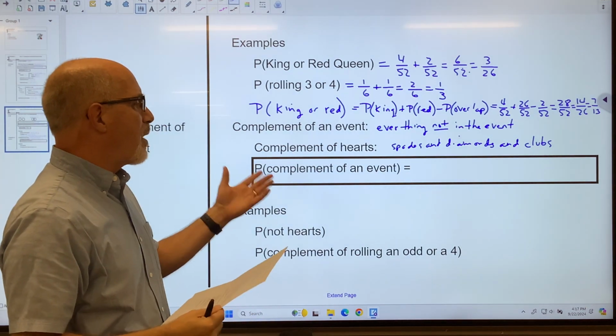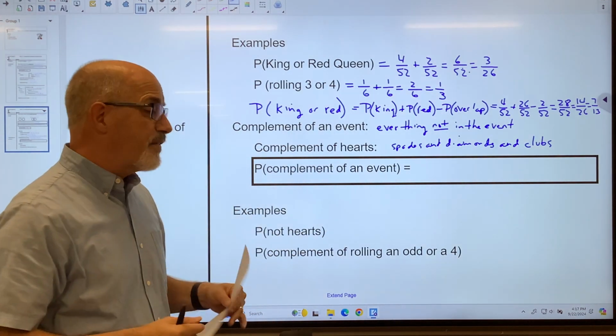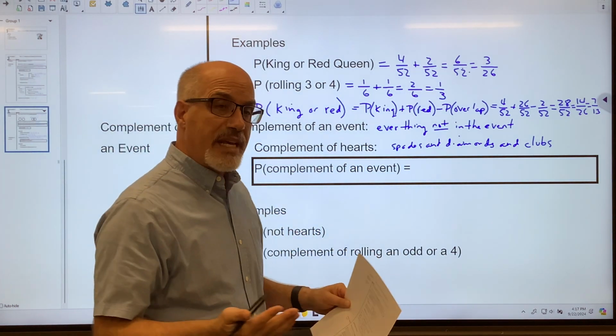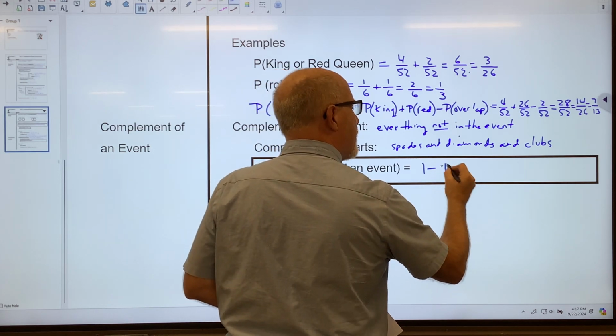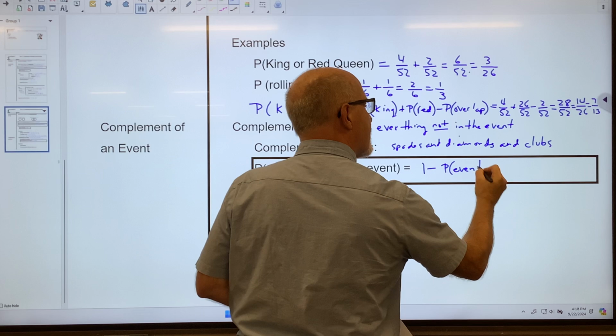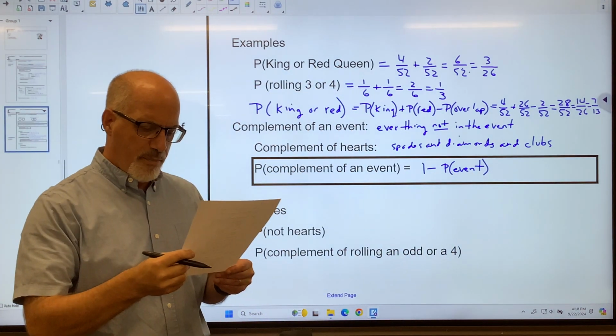All right, so the probability of the complement of an event, how we can calculate this, often it's helpful to know that 1 is the largest we can get. If we subtract off the probability of the event from 1, we'll get the probability of our complement.